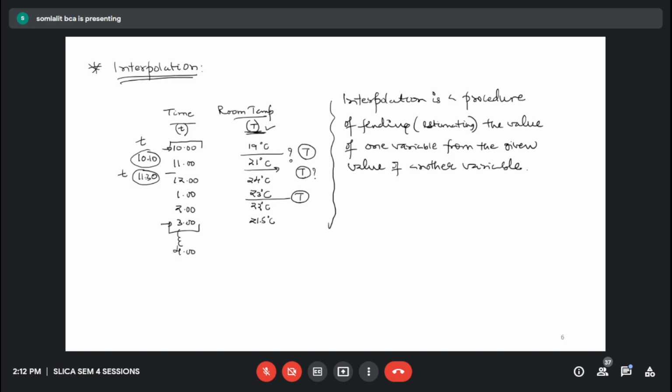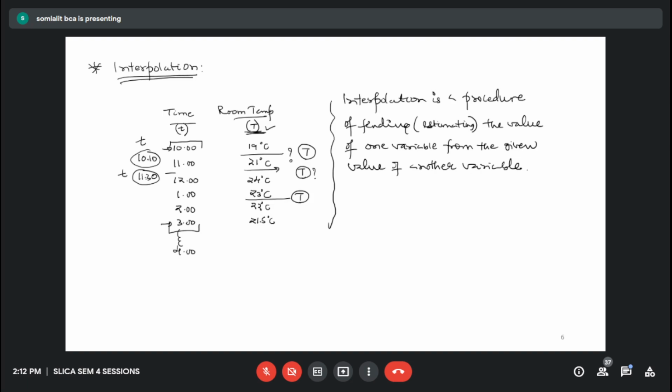Right? So what's interpolation? It's a procedure or a method of estimating or finding the value of one variable from the given value of another variable. Both ways it can be done. If you are given two data sets, like x and y, if you are given x, you can find the y. Even vice versa, if you are given y, you can get the x also. Both ways it is possible, but mainly it is a type of prediction, estimating.